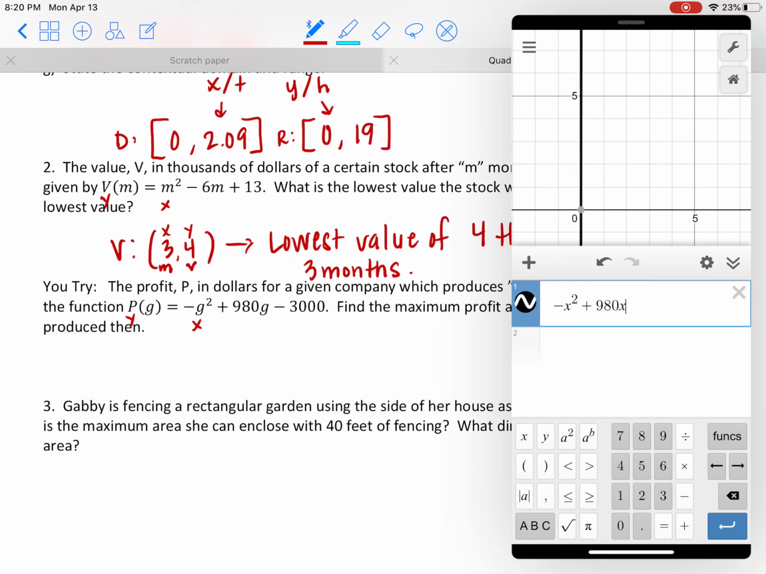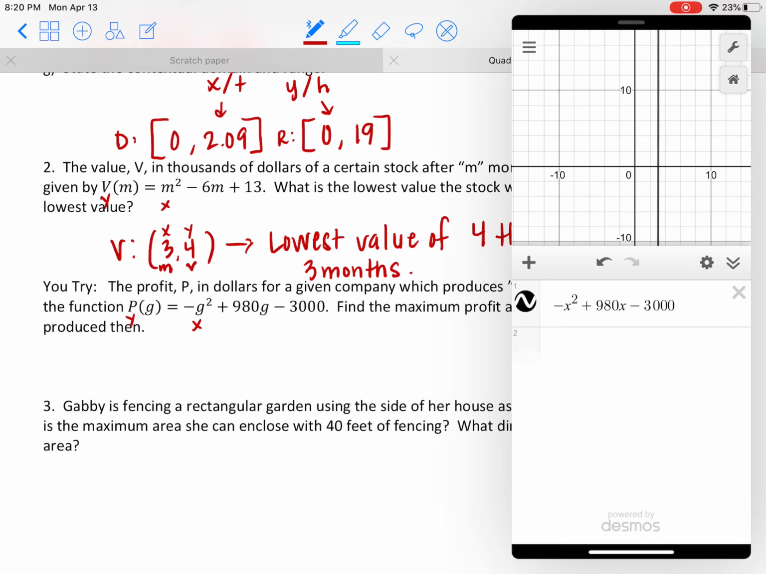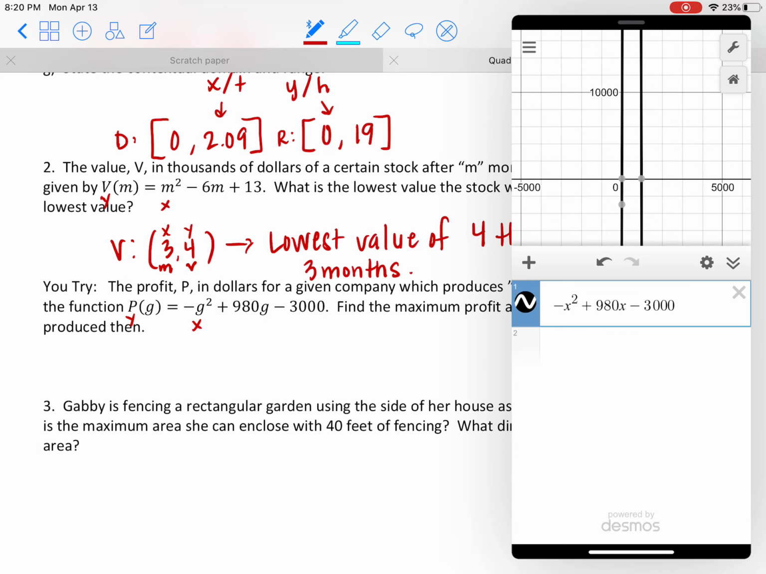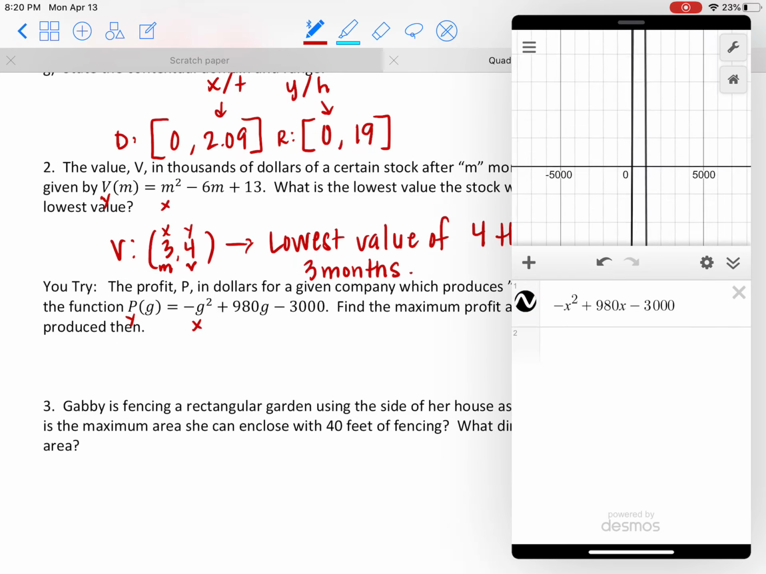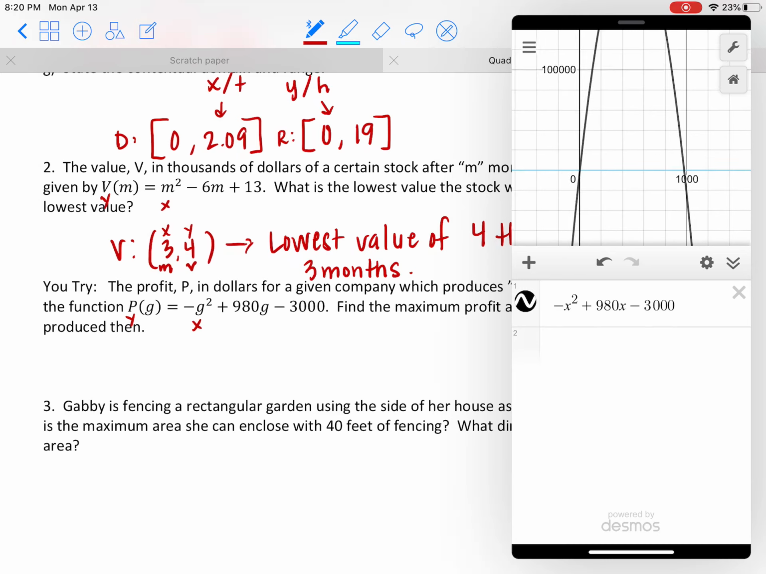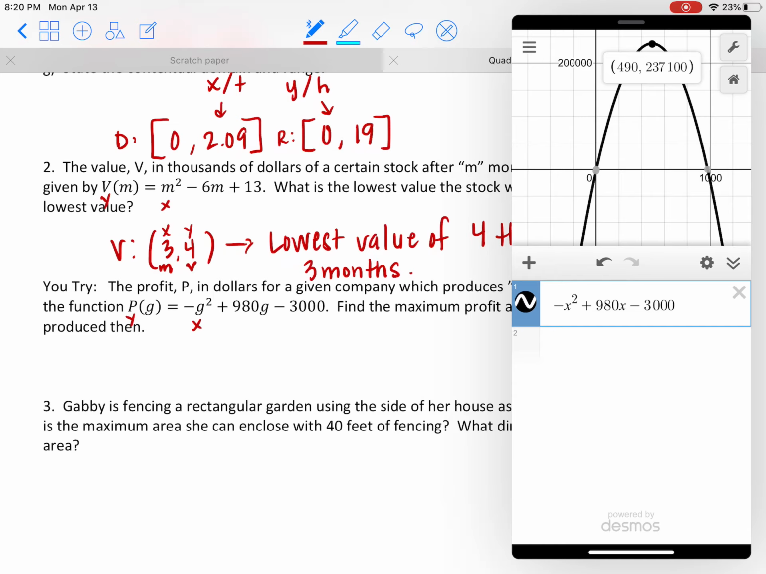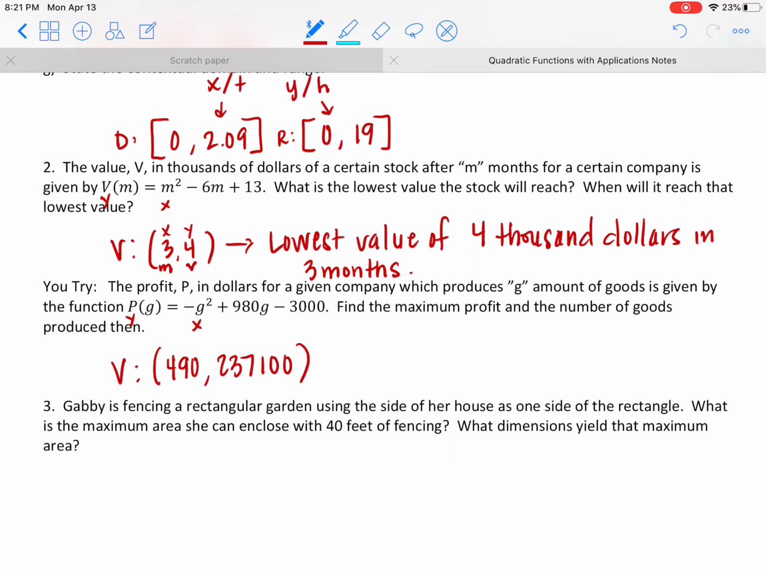Negative x squared plus 980x minus 3,000. And this might take some zooming. We've got some large numbers happening here. Lots of zooming. Okay, I'm trying to stretch that axis out. There we go. Okay, so a little bit of zooming, and that vertex, that's what I need. So this one has a vertex at 490 and 237,100. That's the important piece. That is the max of this parabola.